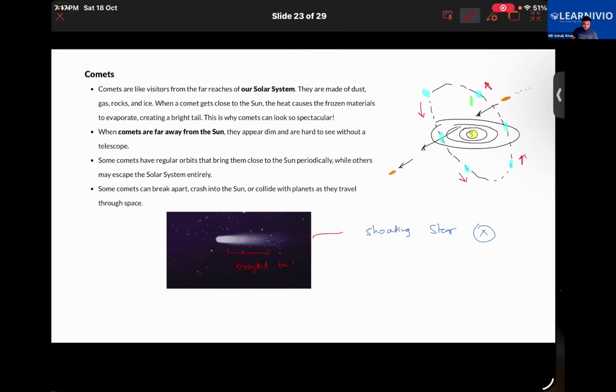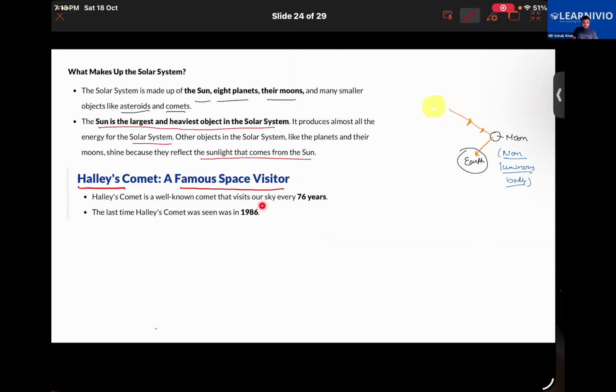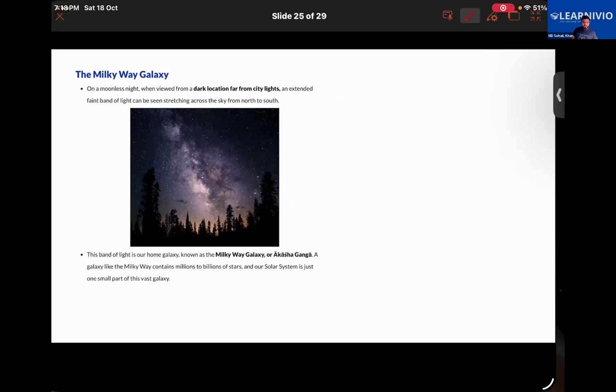As I was saying moments ago, some of the comets may just visit our solar system and will escape. Again, it will visit and will escape from the solar system. Halley's comet is one such comet. Every 76 years, it will come and will go back. The last time it was seen was in the year 1986.